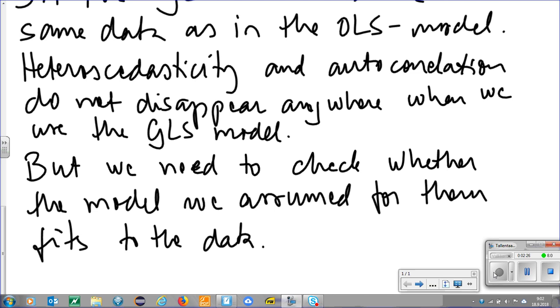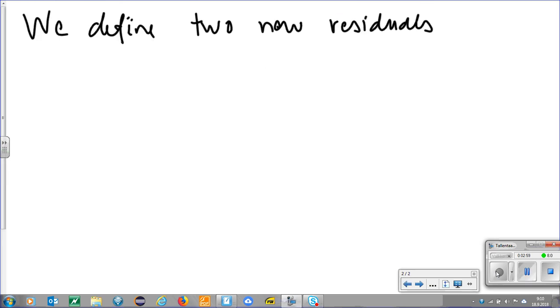The important point here is that if you look at the raw residuals e hat of the GLS model, you will see the same heteroskedasticity and autocorrelation that you saw in the OLS model. But that does not tell anything about the model fit. We need some additional tools, a different kind of residuals, to explore the fit of a GLS model. So we define two new residuals.